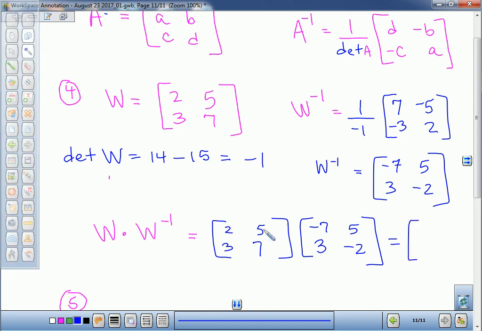All right, negative 14 plus 15 is 1. 10 minus 10 is 0. Negative 21 plus 21 is 0. 15 minus 14 is 1. It works. It works. Okay?